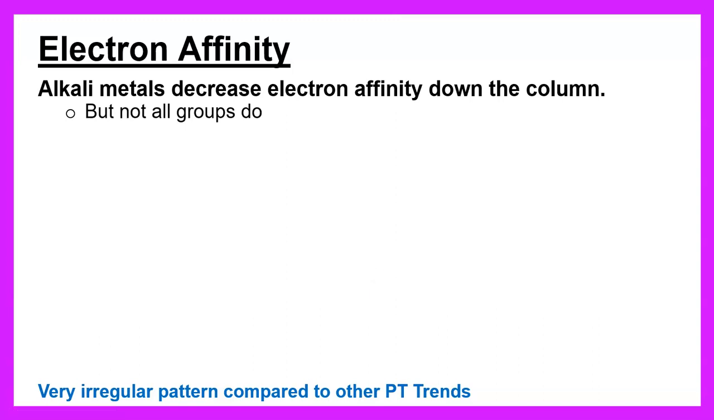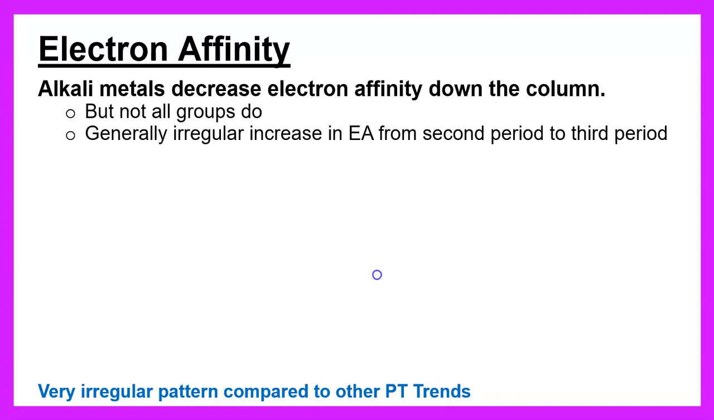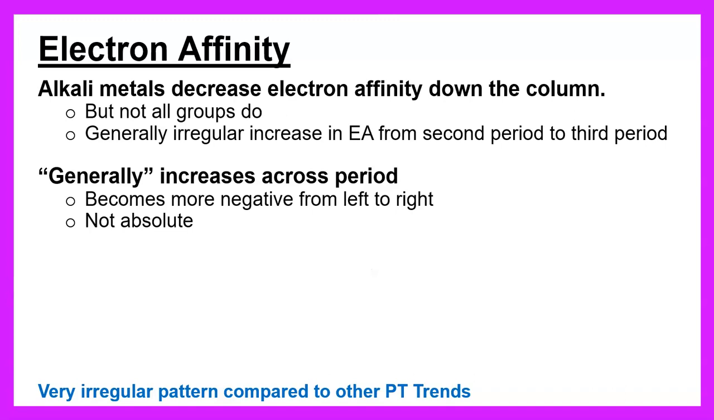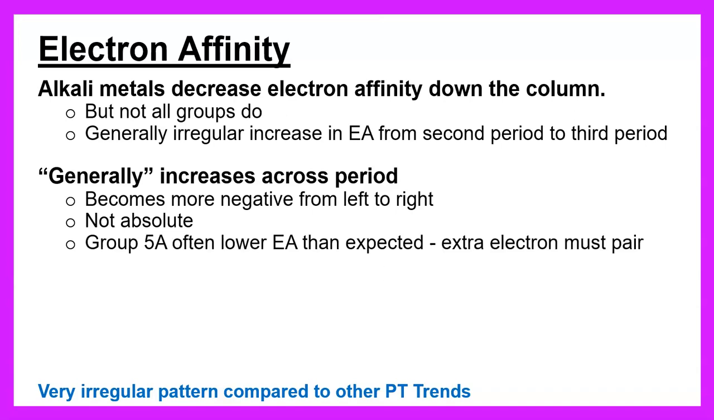Usually as you go down, you'll see a decrease. Not everything does that. One of the things that you're going to see going across is that it gets more negative, but it's not very perfect. One of the reasons they don't talk about electron affinity very much is because there's just so many exceptions.